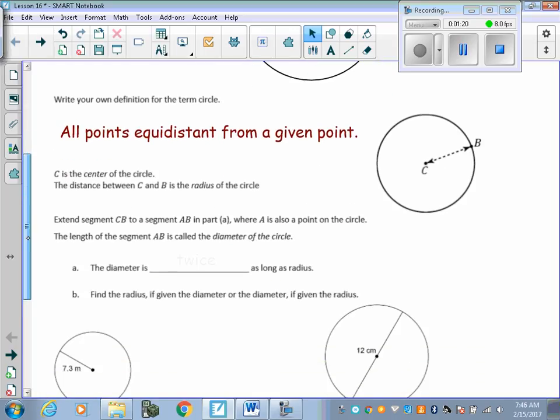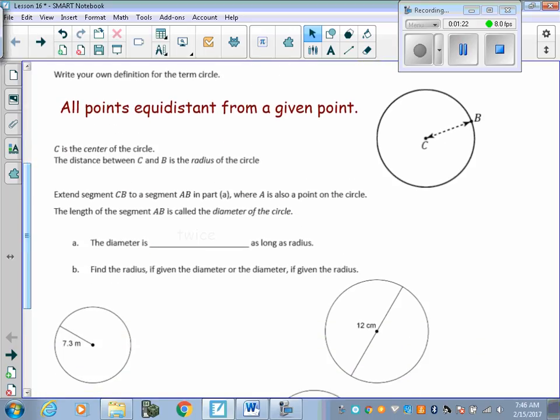C is the center of the circle. So we're going to look at this circle right now, and C is the center. The distance between C and B, the distance right here, is known as the radius of the circle. And if you extend CB to point A on the opposite side of the circle, so I'm going to draw A right in here, and we extend this, we have what's called the diameter of the circle.